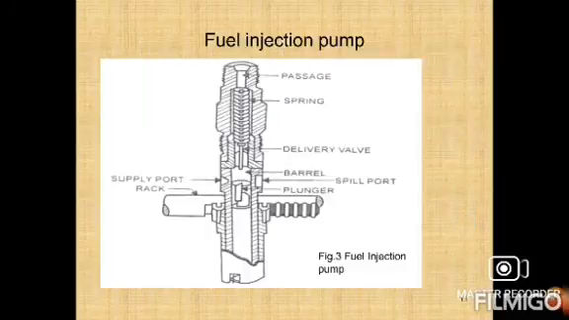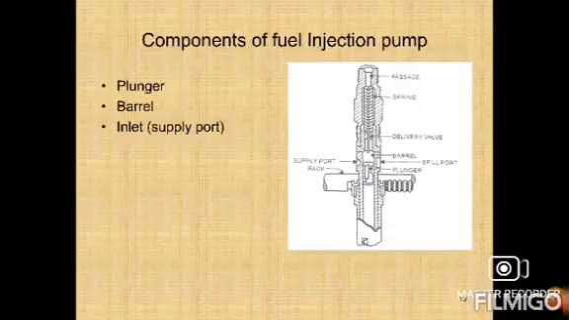Next one, the fuel injection pump. The fuel injection pump serves to supply a metered quantity of fuel into the engine cylinder. The principle of the fuel injection pump is that a plunger reciprocates in a barrel. You can observe here each and everything.